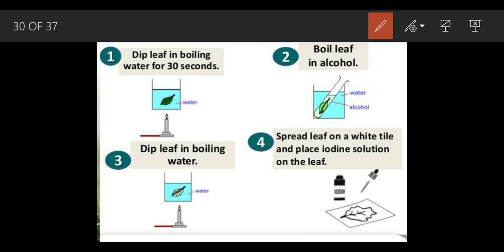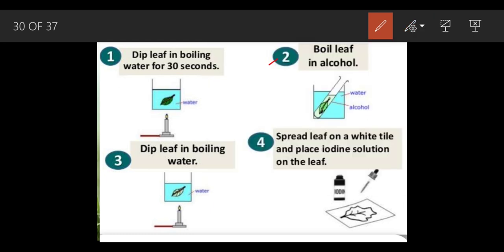What you have to do, you have to take a leaf of that plant. You have to keep that leaf in boiling water for around 30 seconds. Why should we keep the leaf for 30 seconds? The answer is that in these 30 seconds the cells which are present inside the leaf will be killed. So the cells are dead.